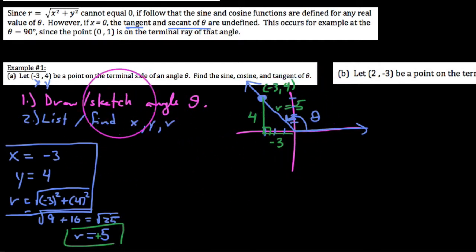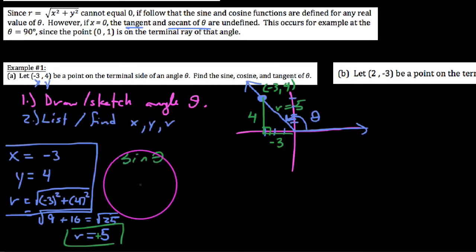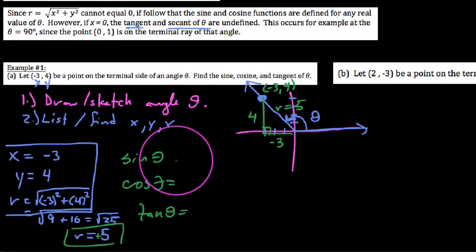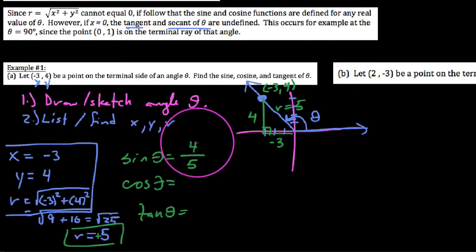So now that we've sketched our picture, and we've listed x, y, and r, we could actually just go find the sine, cosine, and tangent of this angle here. We could say that the sine of this angle is the y value over the r value. So we get y, which is a +4, over 5, which is also positive. So we get a positive sine value. And basically the sine of this obtuse angle, for the first time we can do obtuse angles, is just 4/5, okay?